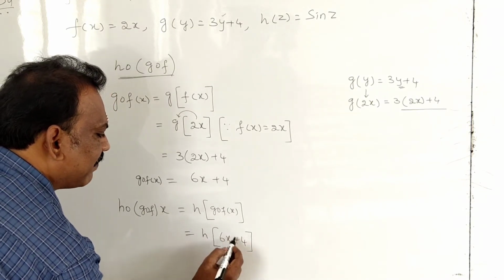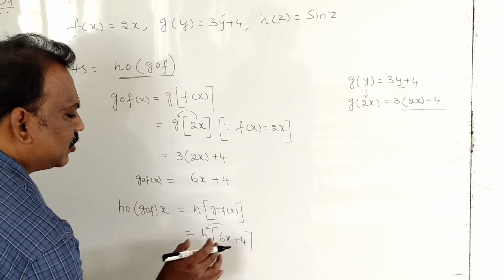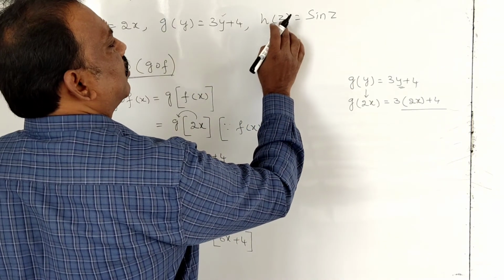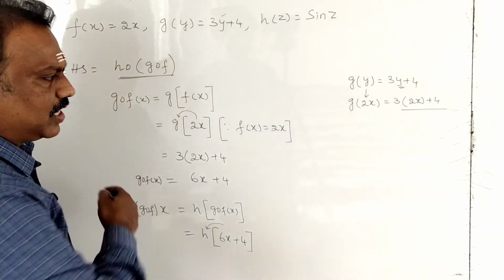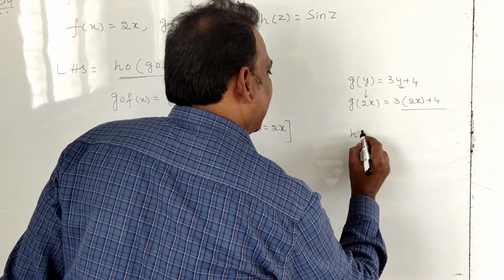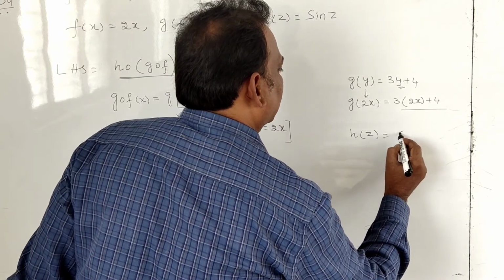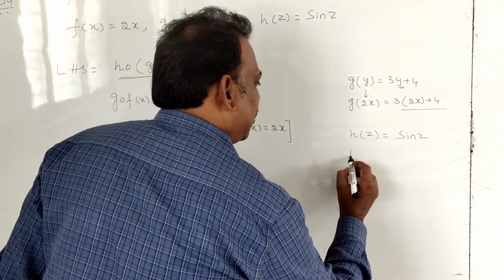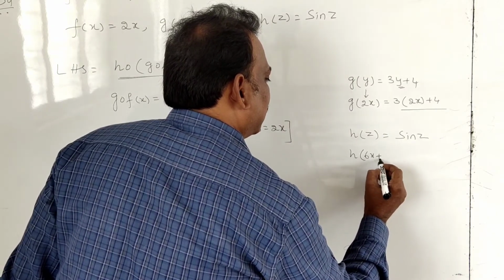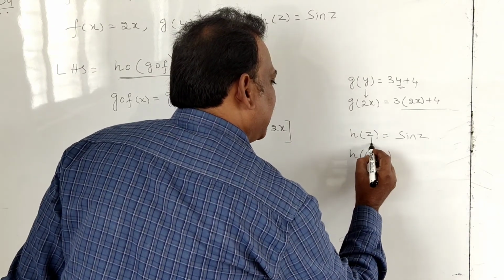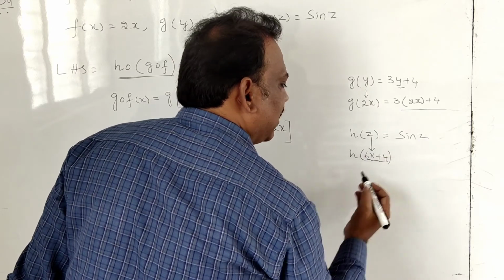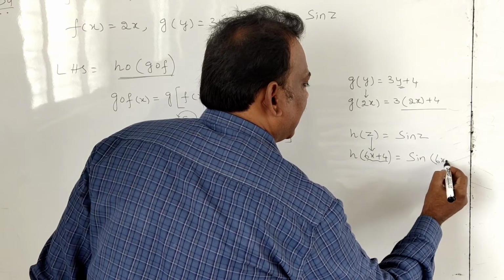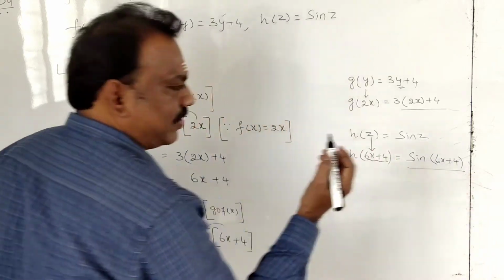Now this entire value before we have h, so you have to substitute this value in h. Where do we have to substitute? Where is z, there we have to substitute. See here, students, if you understood clearly, h of z is equal to sin z. But now we got h of 6x plus 4. Now you can observe where z is, there is this entire value. So on the right side also, where z is, there we are substituting this entire value.